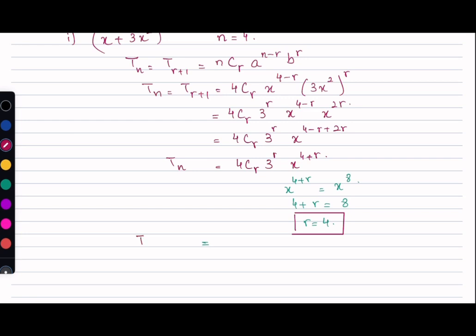So I will have here 4C4. It is T5 which equals T(4+1), and this shall then be equal to 4C4 3 to the power 4 and x to the power 8 here. 4C4 is 1, 3 to the power 4 is 81, x to the power 8. So it's the fifth term which gives us the coefficient of x to the power 8, and this is then going to be our answer.